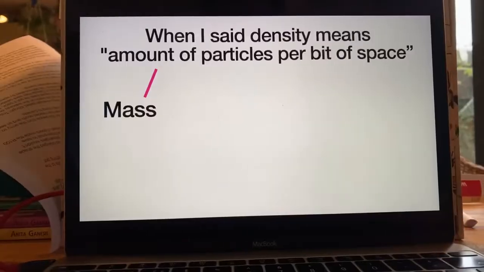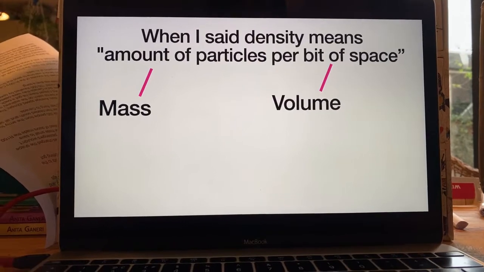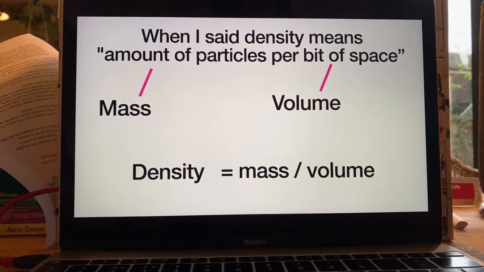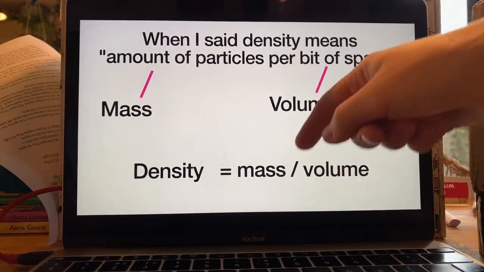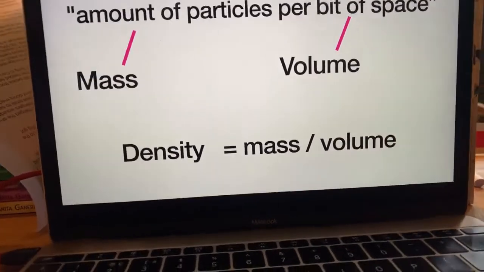So it's the amount of mass per bit of space. But a much better word for bit of space is volume. So the equation for density is mass per volume, right? Mass divided by volume. Hopefully that makes sense to you. You've got a mass, you share it out among certain volumes, that's how dense it is. There wasn't really any reason to flip you around there, was there?